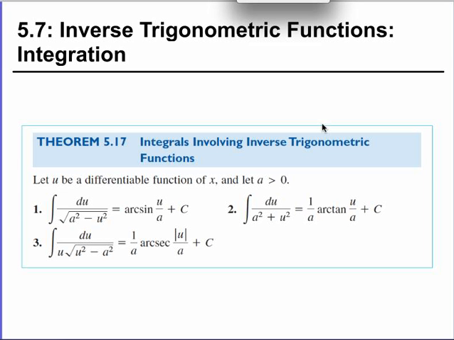So when it says du over the square root of a squared minus u squared, that's a number squared minus a variable squared. Okay, same thing on number 2. When it says du over a squared plus u squared, that's a number squared plus a variable squared. Okay, and so anyway, we're just going to jump right in with examples.